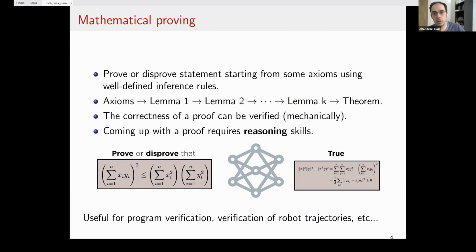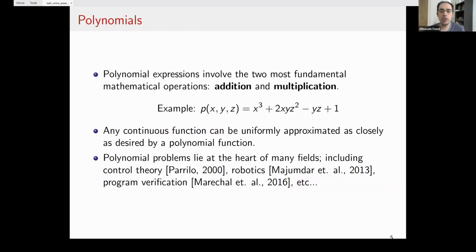Okay, so more specifically, the language that we'll be using is basically polynomials. Okay, so we'll be using multivariate polynomials, things like this. And the reason why we chose the language of polynomials is that they are extremely expressive, in the sense that any continuous function can be uniformly approximated as closely as desired by a polynomial function, but it also has, I think, a lot of applications in control theory, robotics, program verification, and so on. And I'll give a few examples of how we can model some of the problems that don't look like they're related to polynomials at all with this language of polynomials.